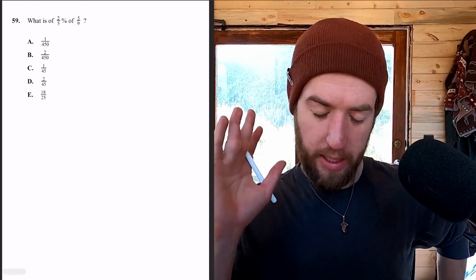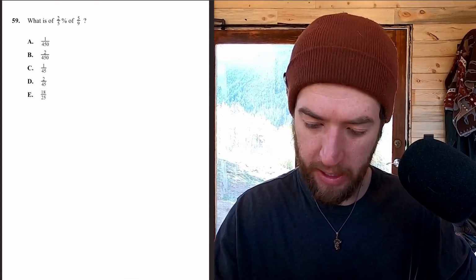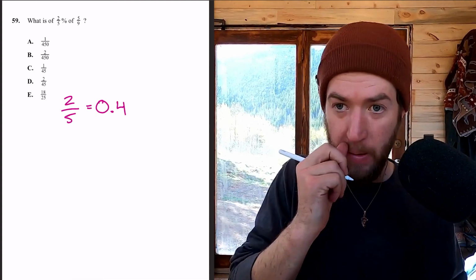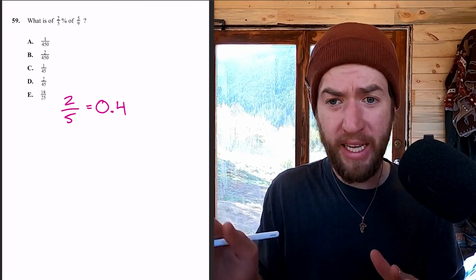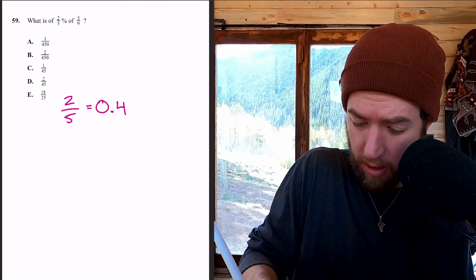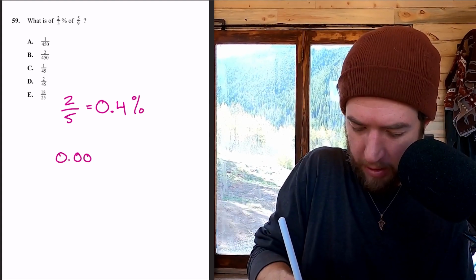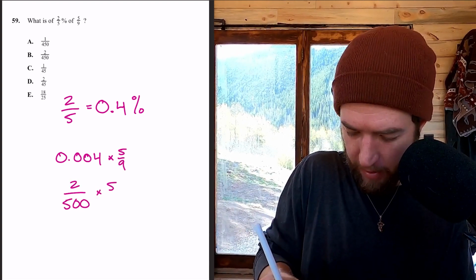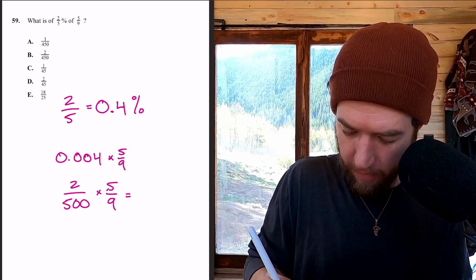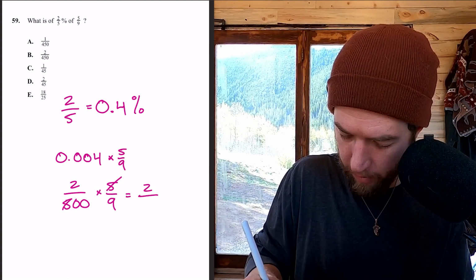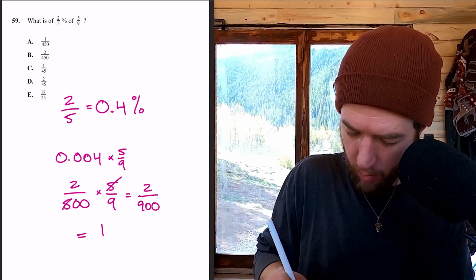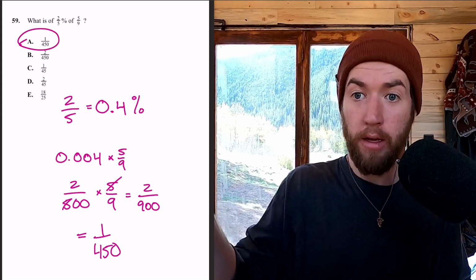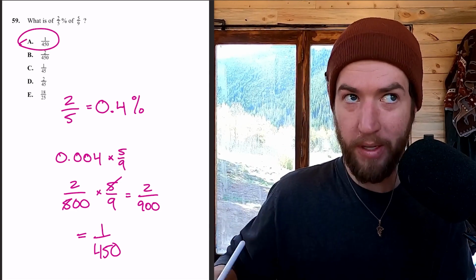All right. What is 2/5% of 5/9? 2/5 is equal to 0.4%. 0.4% of something is less than 1% of that thing. As a decimal, that's 0.004 times 5/9. As a fraction, that's 2 over 500 times 5/9, which should be a 5 cancels with a 5, so 2 over 900, which is 1 over 450. Is that an answer? Look at that, answer A. On to the last one before coming back to attempt the ones that were too hard.